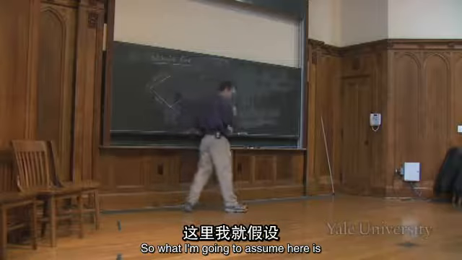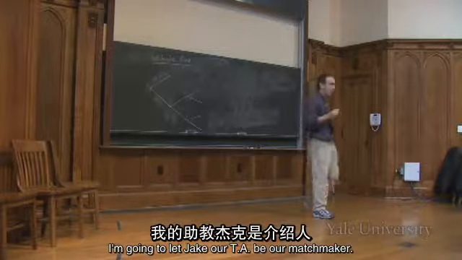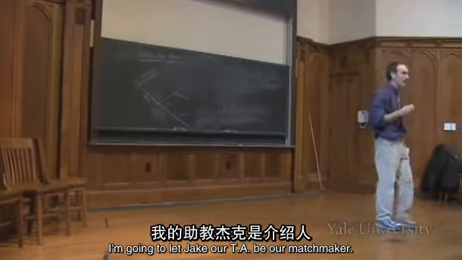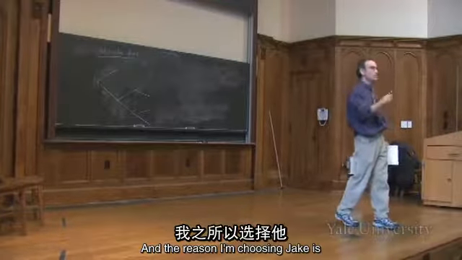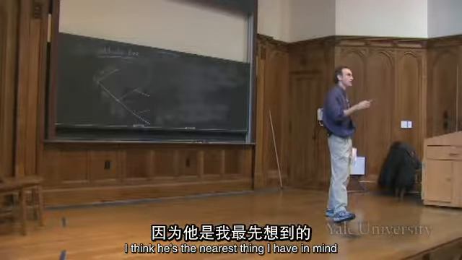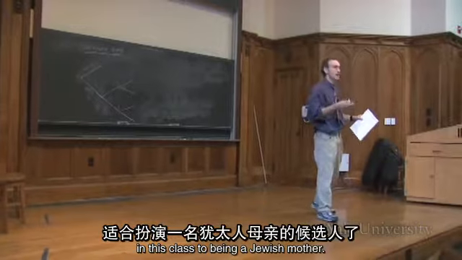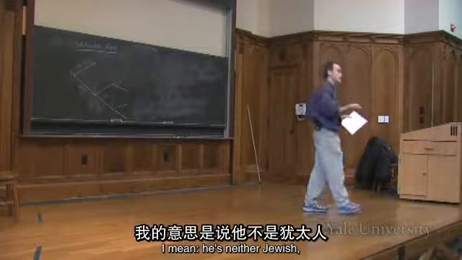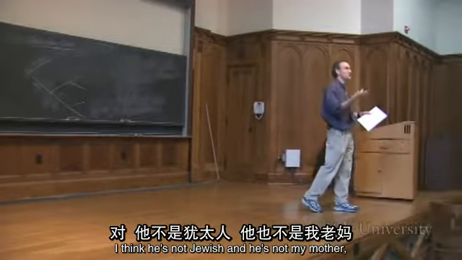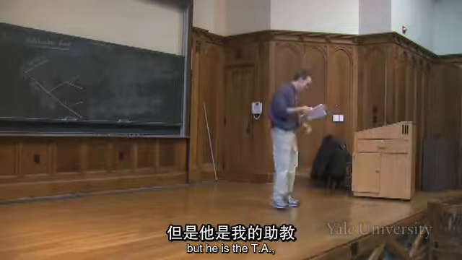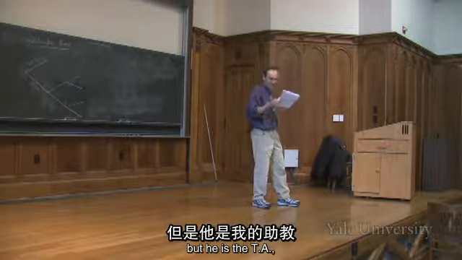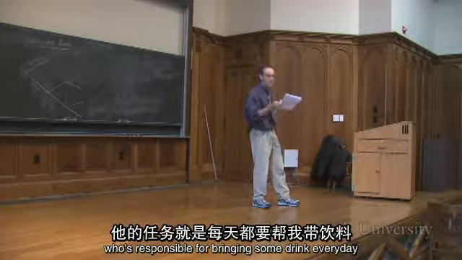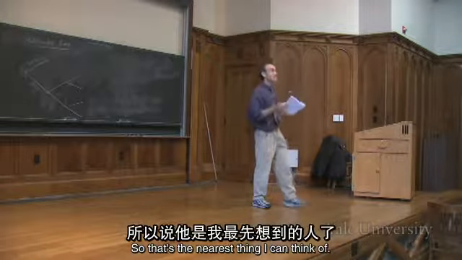All right, so what I'm going to assume here is I'm going to let Jake, our TA, be our matchmaker. The reason I'm choosing Jake is I think he's the nearest thing I have in mind in this class to being a Jewish mother. I mean, he's not Jewish and he's not my mother, but he is the TA who's responsible for bringing me some drink every day in case I pass out in the lecture. So that's the nearest thing I can think of.